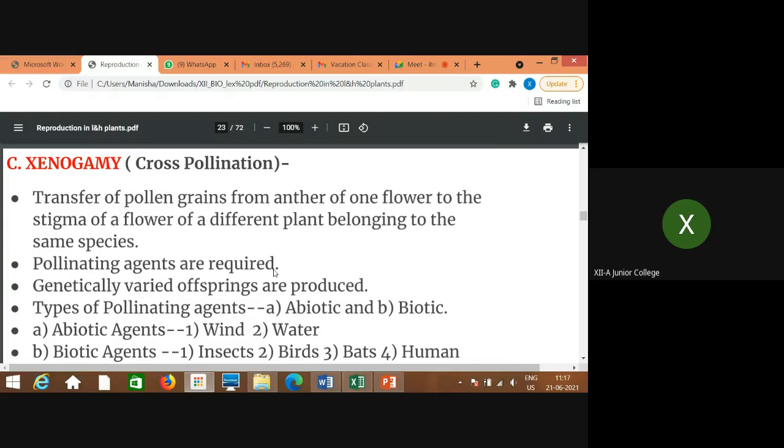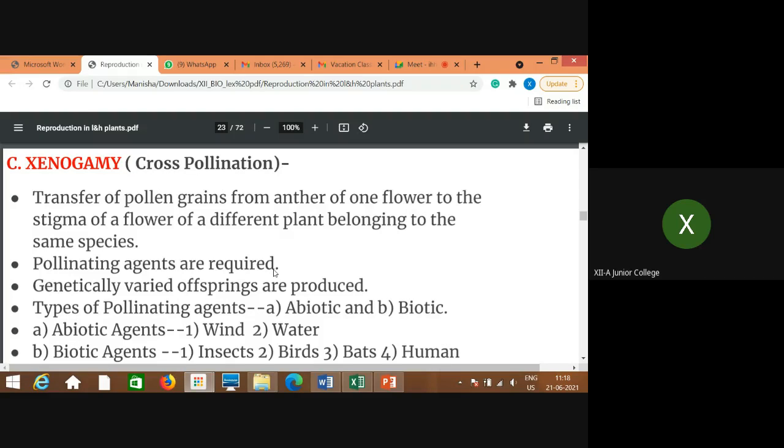So what is the difference between the first two and this one? In autogamy, the plant is the same, the flower is the same. In geitonogamy, the plant is the same but the flowers are different. Here the plant is also different, the flowers obviously different, but the species should be the same. Remember, this is the difference between all these three. Okay, so pollinating agents are required. Obviously, what is the specific feature of xenogamy or cross pollination? That there is a requirement of some agent for this transfer of pollen grains.